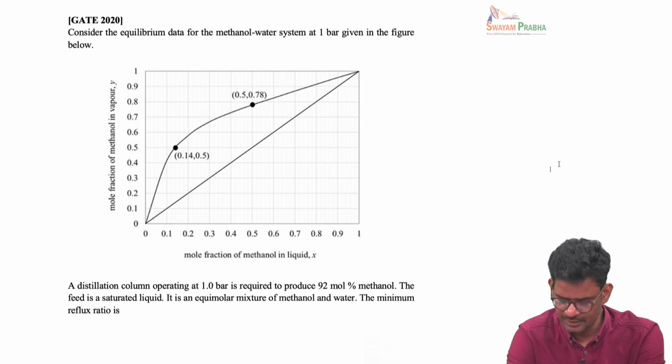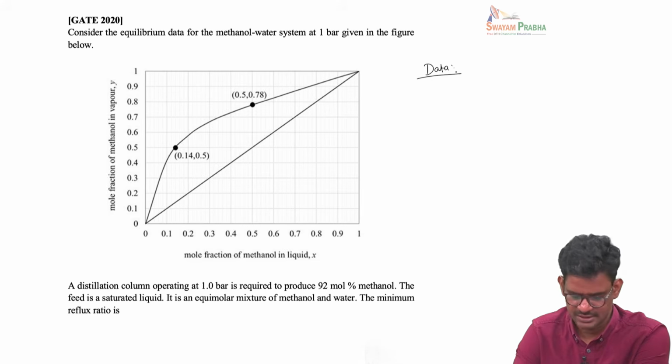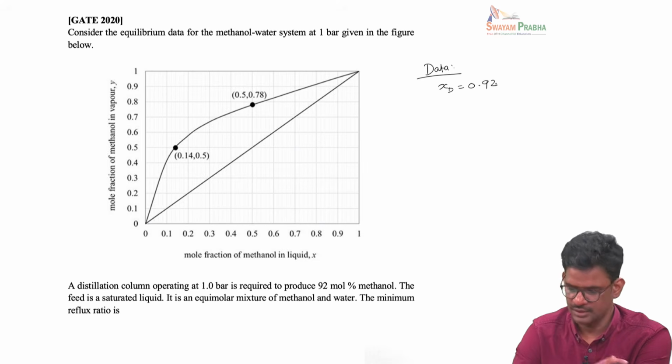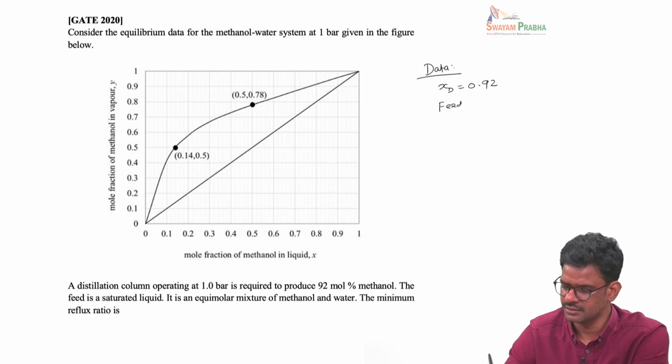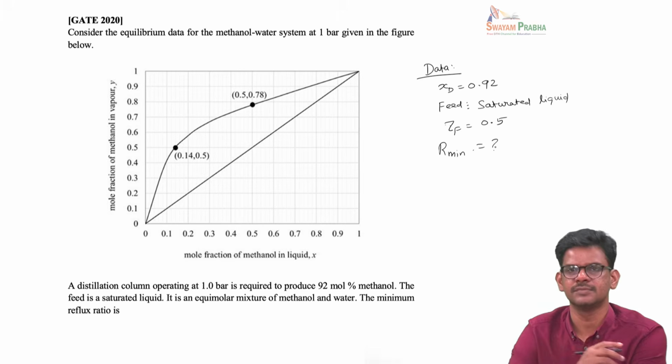and so let's write down the known data. What is known for us is that distillate composition is 0.92, feed is a saturated liquid, and the feed composition ZF is 0.5 because it is equimolar, and we need to find the minimum reflux ratio. That is the question.